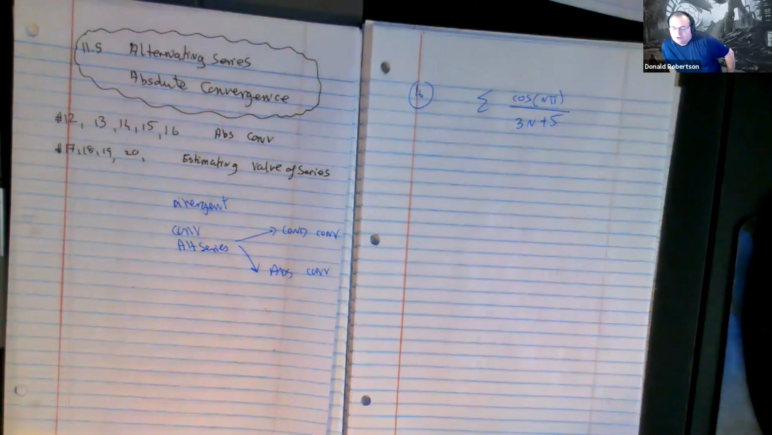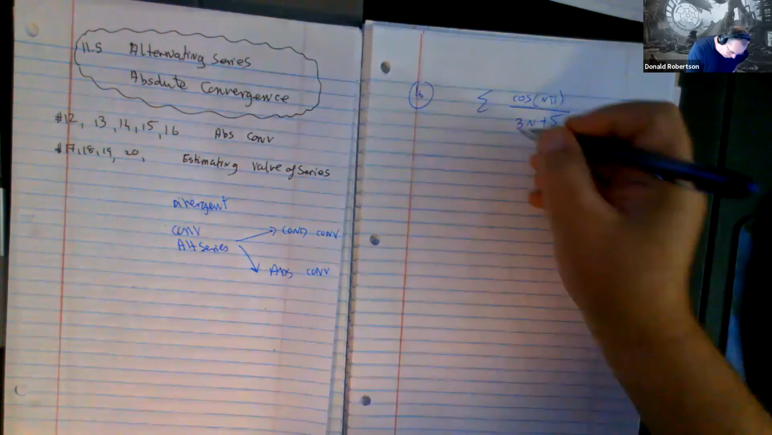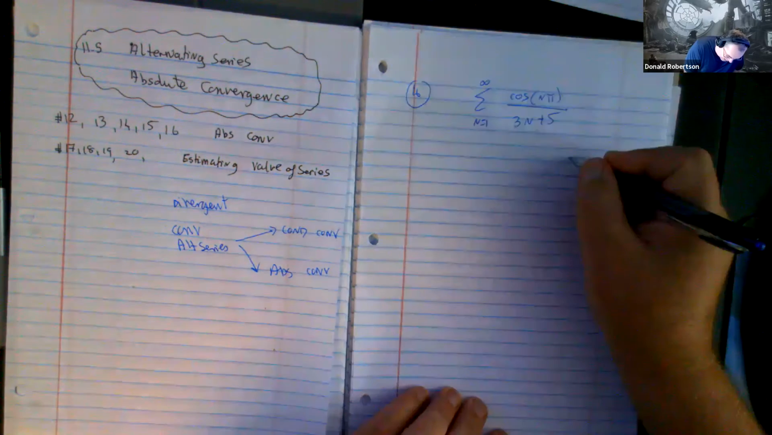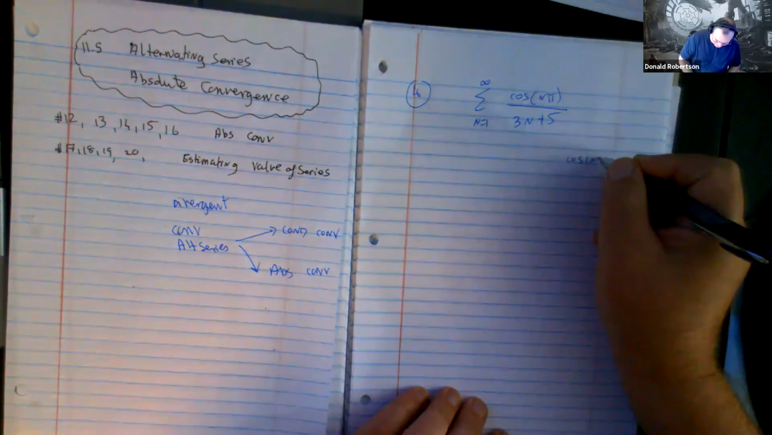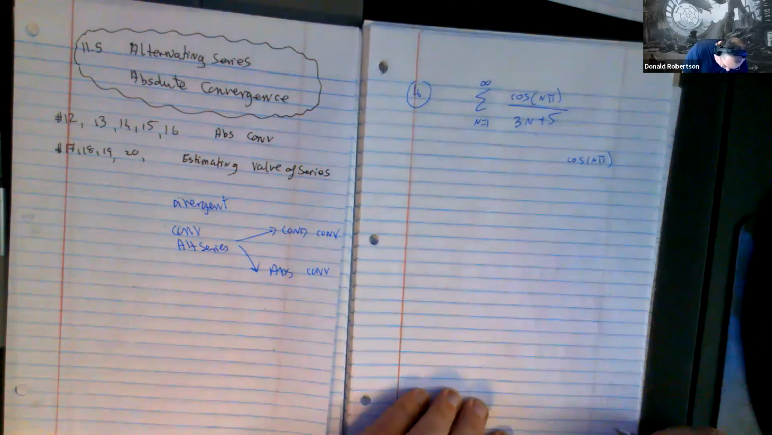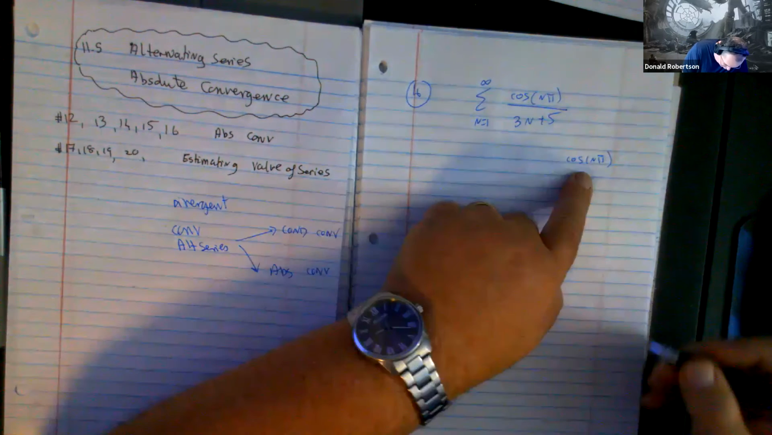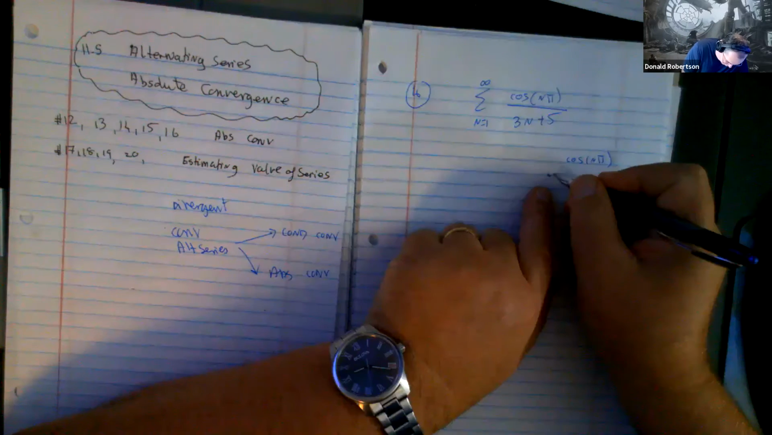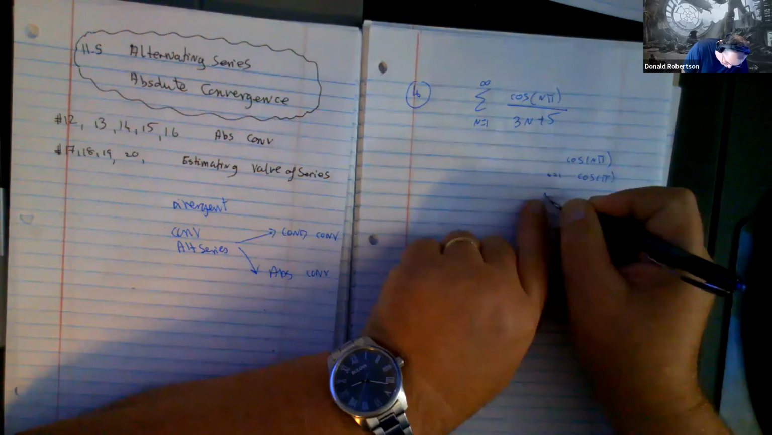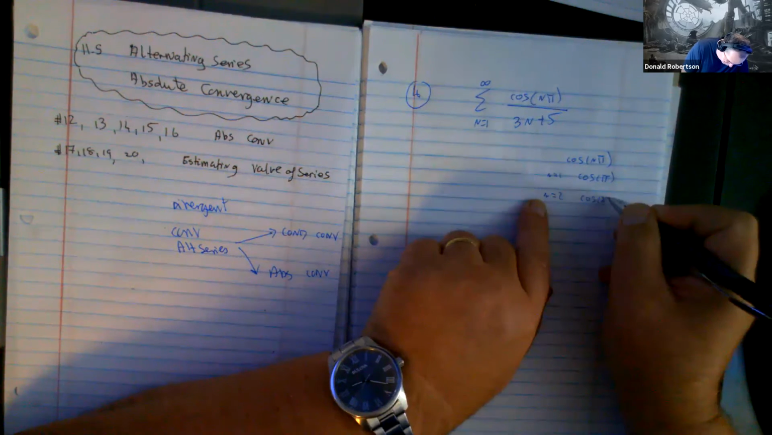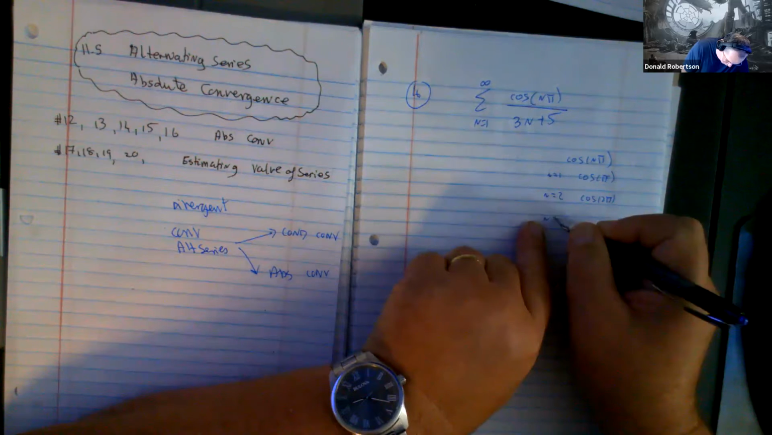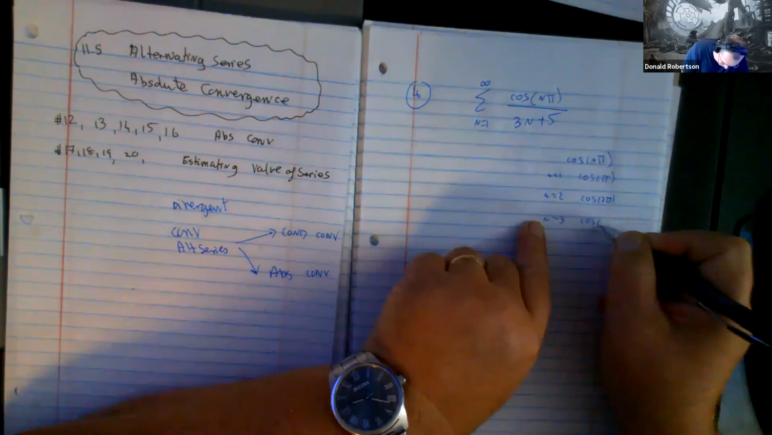That is an alternating series. That's why it's a trick question. The cosine of n pi. When you plug in 1, you get the cosine of pi. When you plug in 2, you get the cosine of 2 pi. When you plug in 3, of course, you'll get the cosine of 3 pi.